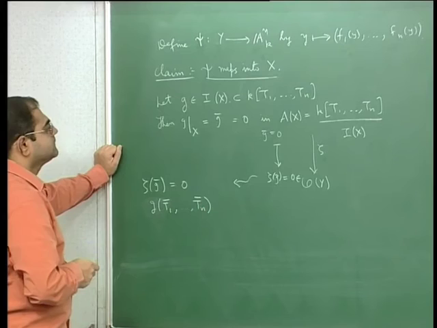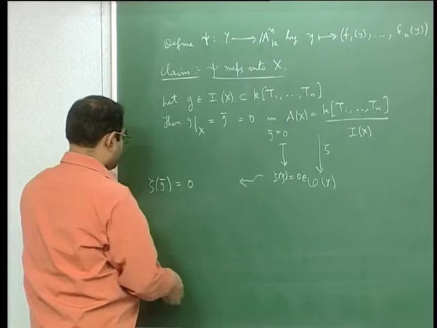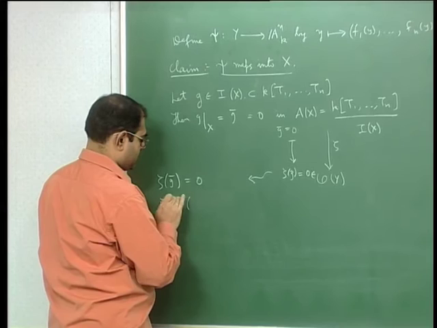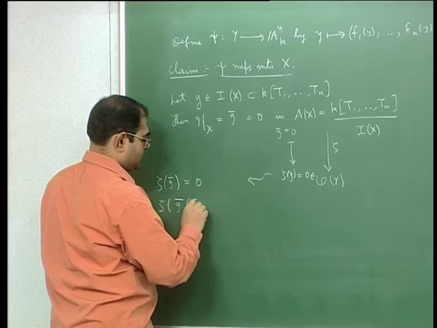So I will have to say something. So let me write that again. Zeta of G bar of G, t1 bar, etcetera tn bar is 0, okay.